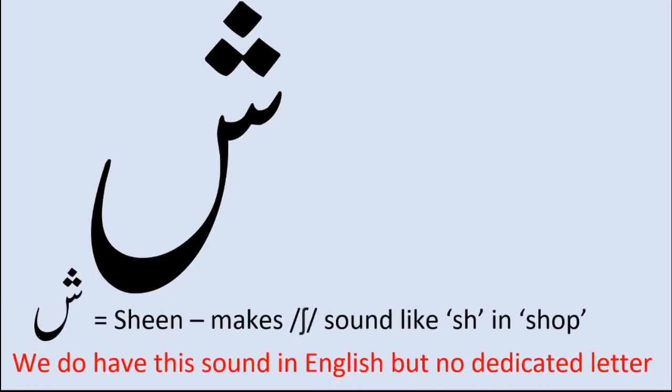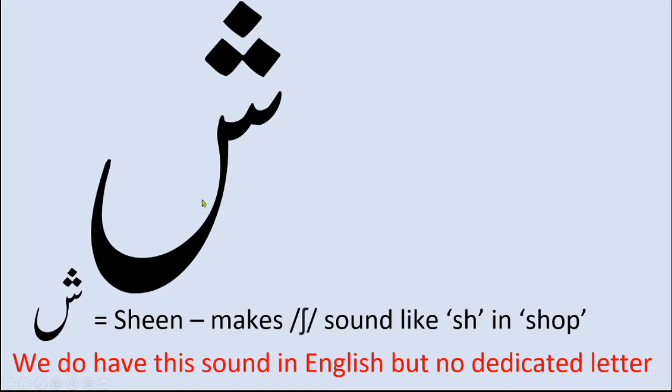Now, look at this letter now. Have you noticed it looks exactly like seen? What's the difference? Yeah, the difference is these three dots. It's got three dots on top of it. Seen has no dots. This letter has three dots on top. And this letter is called sheen. It gives you the sh sound, like sh gives you in the word shop.